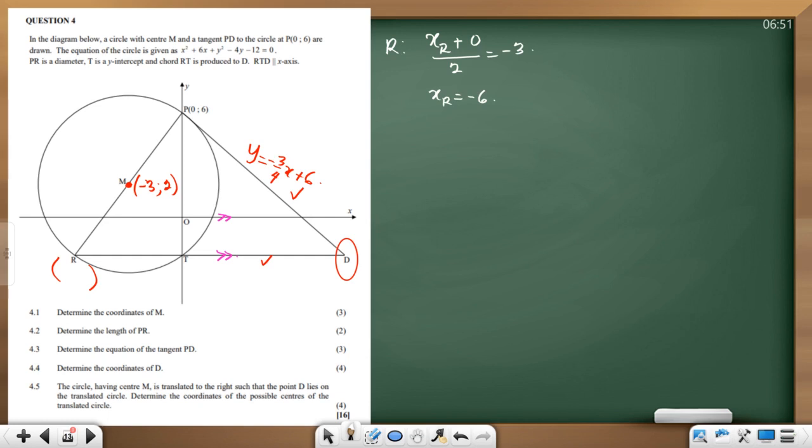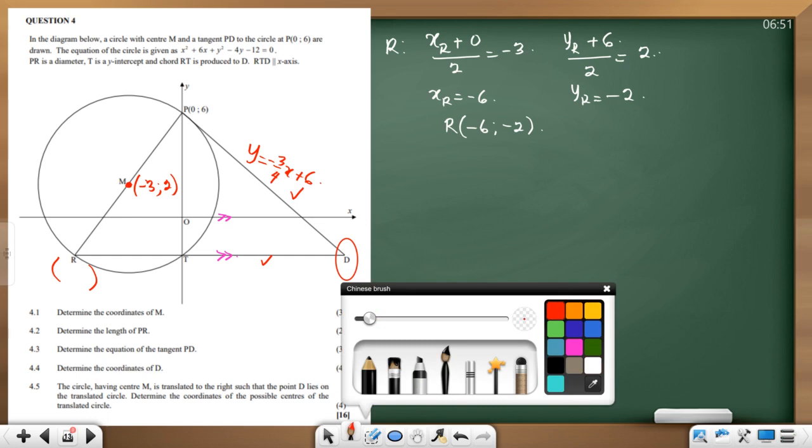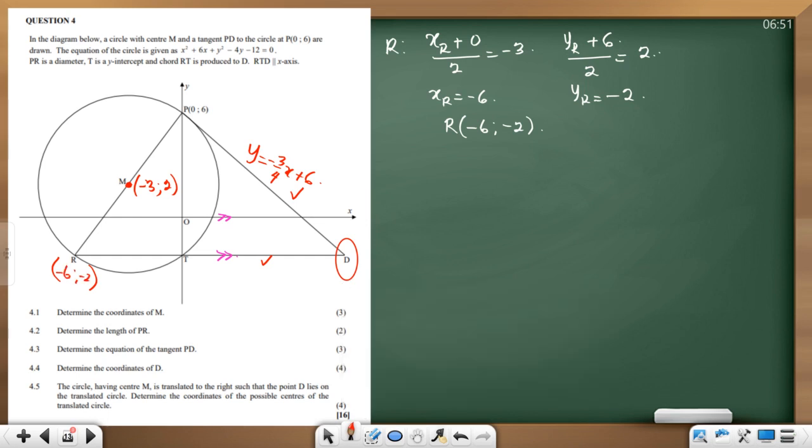Interesting. What about the y value? yr plus y value of p over 2 should be equal to the midpoint. So yr is 2 times 2, 4, minus 6, negative 2. So what's the coordinate of r? Negative 6, and it makes sense now. Negative 6. It means this line is straight. They told us it's parallel. So the y value here is negative 2.